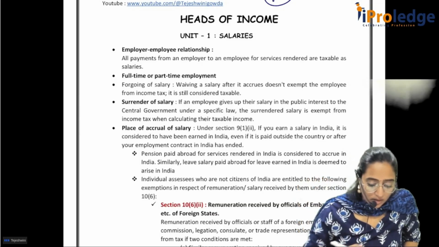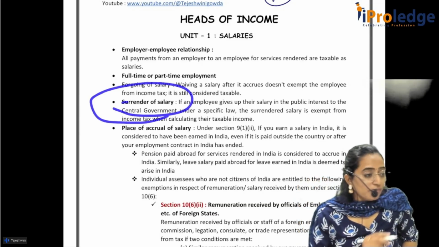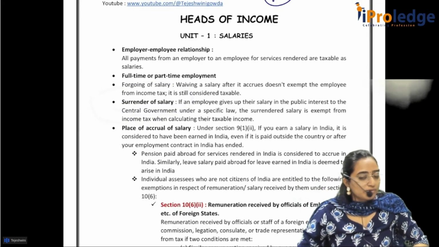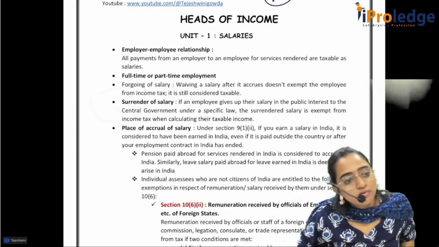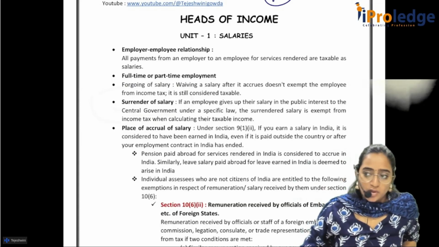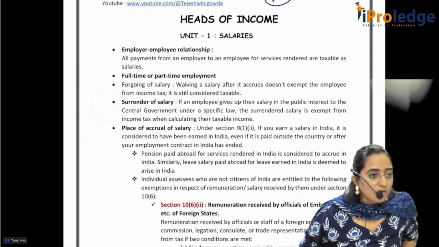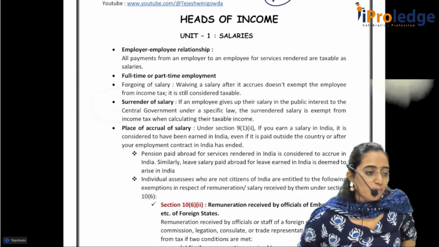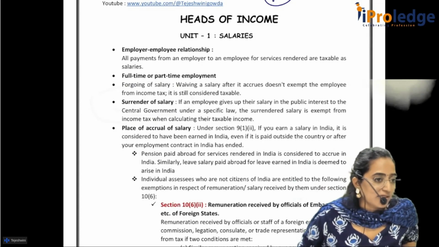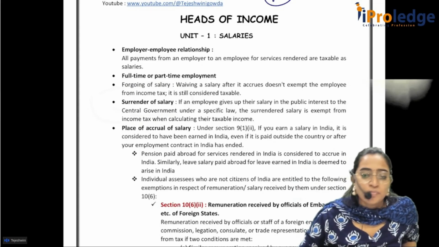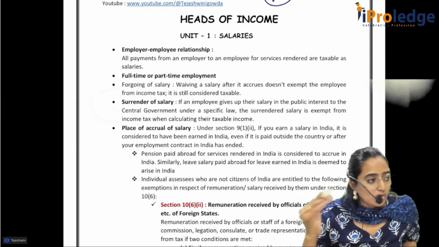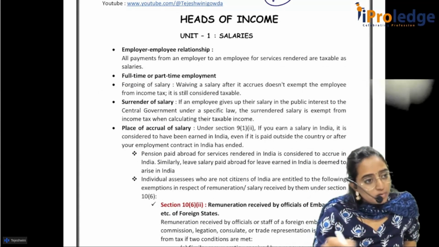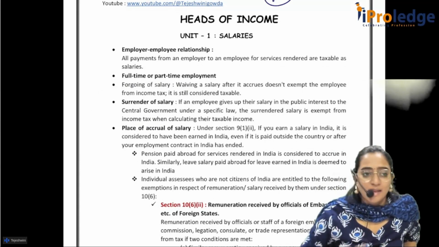Now, what if you surrender your salary? Suppose you say, I'm a very good person, I have so much money, I don't want money. I will work in the organization as an employee, but I don't want salary. So what will the employer do? Surrender means he will not give the salary, or he will transfer that salary to some charitable organization or something. Even though you do such a thing, you have to pay the tax no matter what.